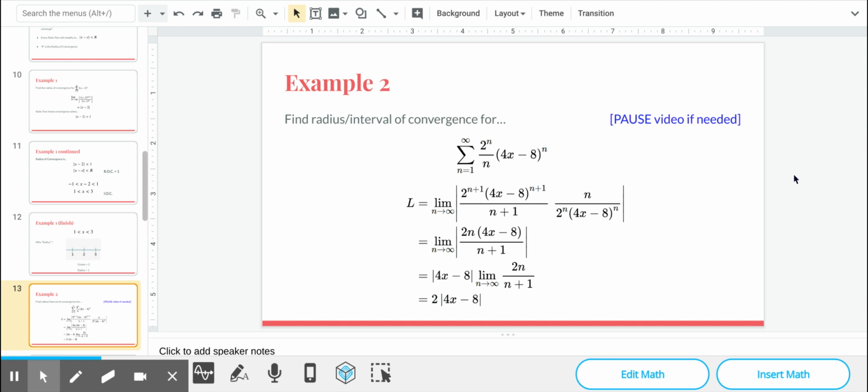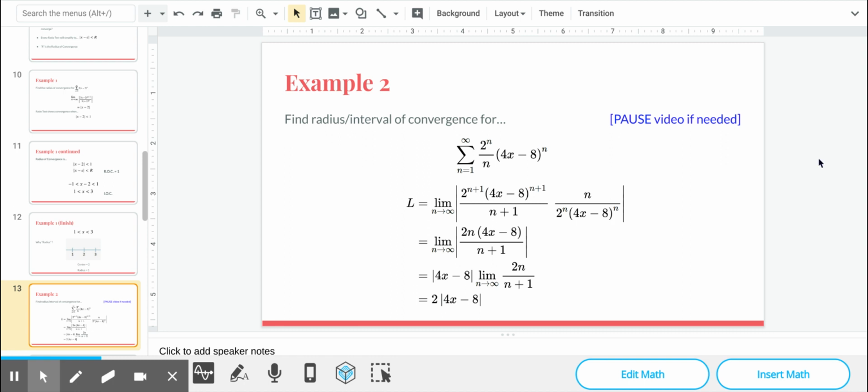Definitely encourage you to pause the video if you need to. Just kind of work through yourself where all these steps are coming from, where all the n+1s are coming from, how the simplification happens, so on and so forth, okay? And so again, pause the video if you need to. I'm going to talk about it just a little bit here, but certainly pause it if you need to work through it yourself.